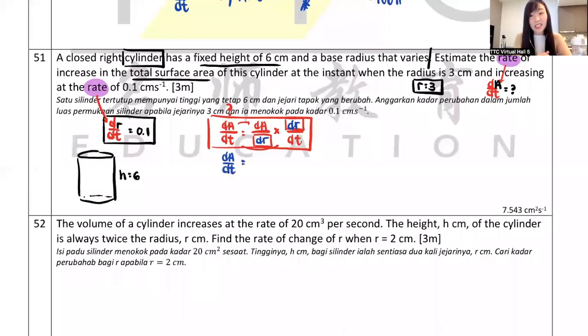I'll just write dA/dt. My dr/dt is here, 0.1. In the middle, I must have dA/dr. How do I get dA/dr? Then I must differentiate it. So you just ask yourself whether area has a formula or radius has a formula. I think area has a formula, right?